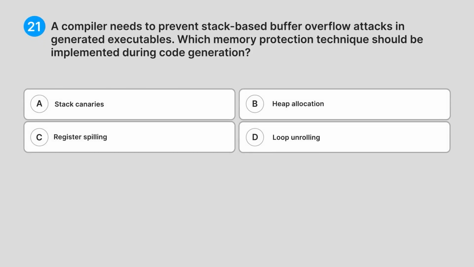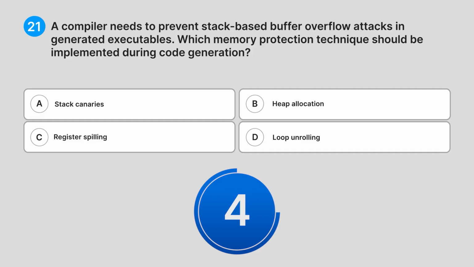21. A compiler needs to prevent stack-based buffer overflow attacks in generated executables. Which memory protection technique should be implemented during code generation? A. Stack canaries. B. Heap allocation. C. Register spilling. D. Loop unrolling. Can you guess the answer?